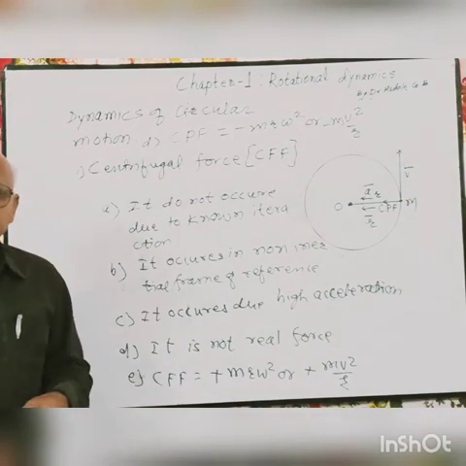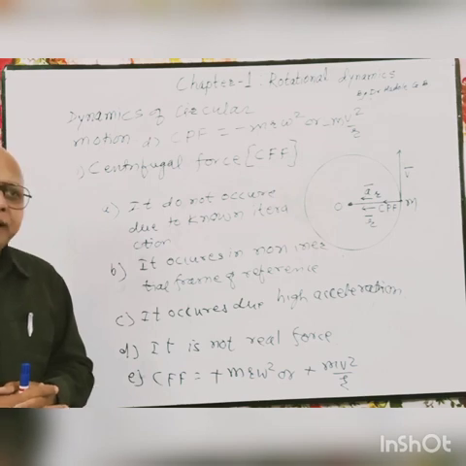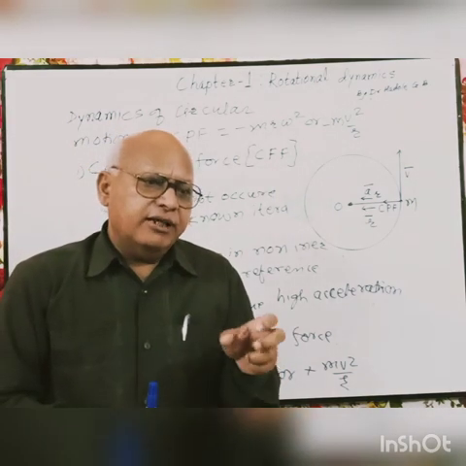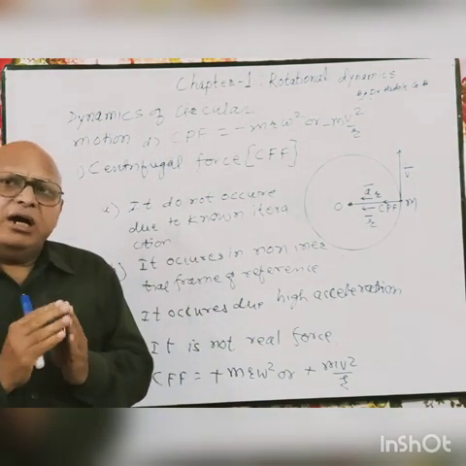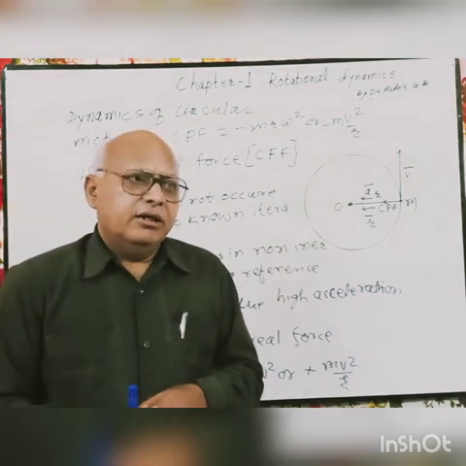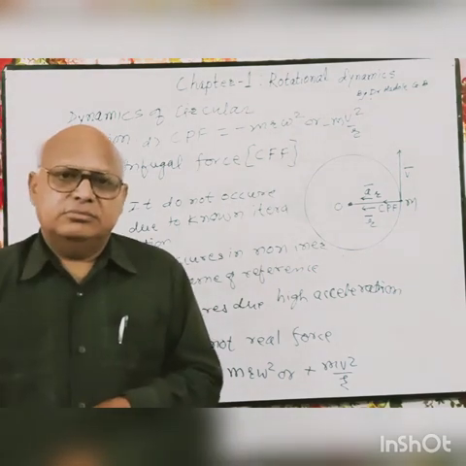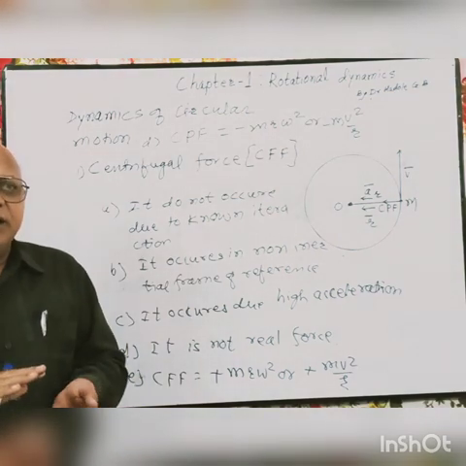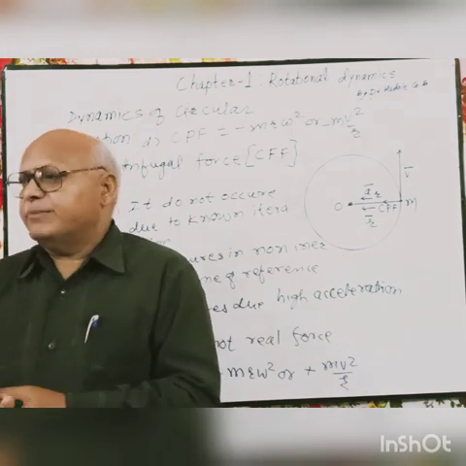And the examples are: if a person is sitting in a horizontal merry-go-round, then when that merry-go-round attains maximum speed, ultimately the person is shifted away. Another example: a motorcyclist moving along a curved road, if he does not balance the centripetal force, gets skidded off the road surface, and you might have experienced these things.